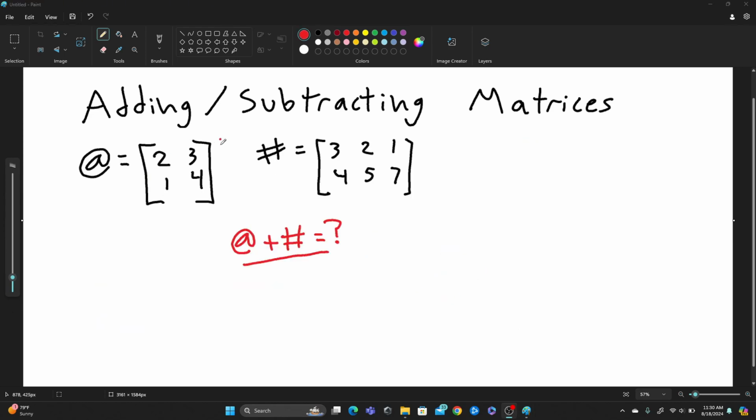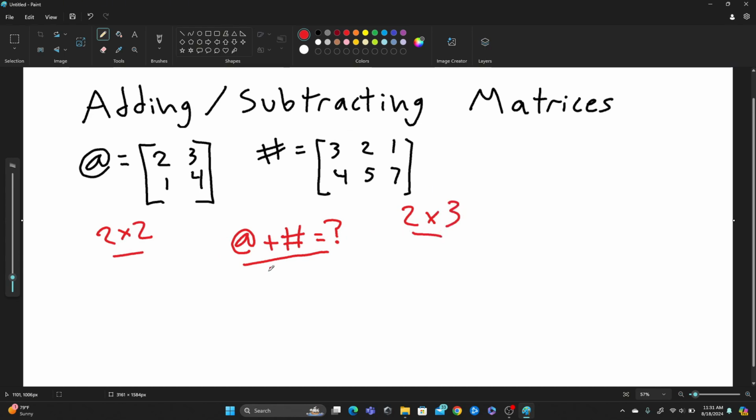Okay, next let's try to add matrix @ symbol and matrix pound. So immediately we can see that this is different because matrix @ is a 2 by 2 matrix, and matrix pound symbol is 2 rows by 3 columns.